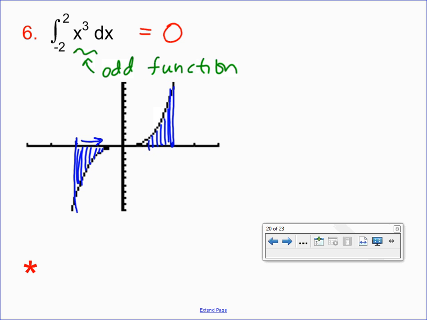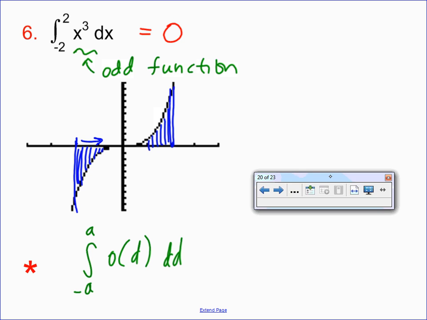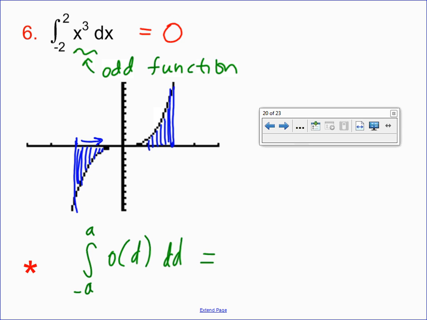And so when integrating an odd function from negative a to positive a, the result will always be 0, right? Whatever portion above is going to be canceled out by whatever portion beneath. So our takeaway from this one is when integrating from opposite of a to a of an odd function, I'll call that O of d with respect to d for odd, the result is always 0.